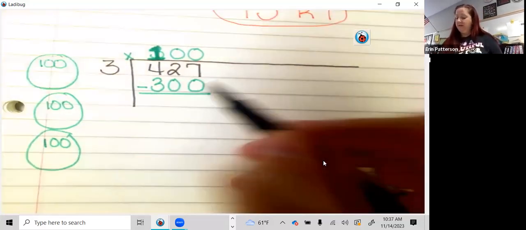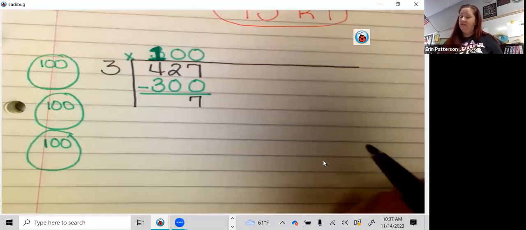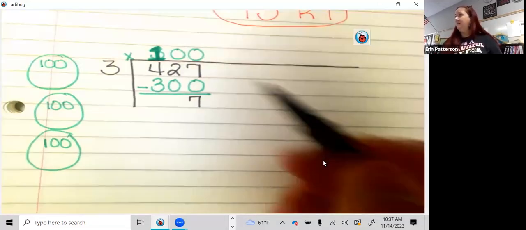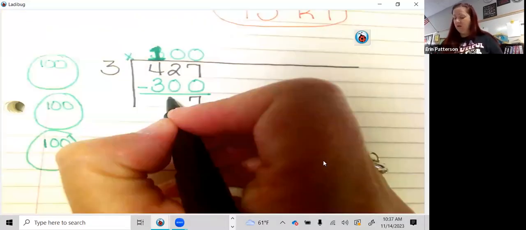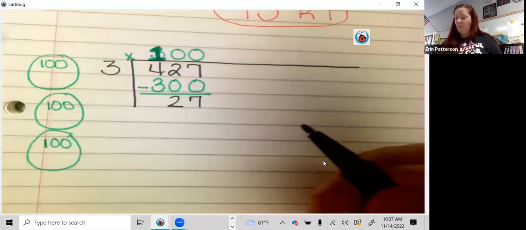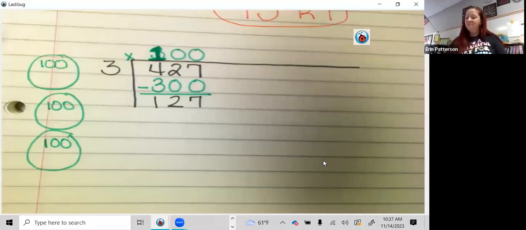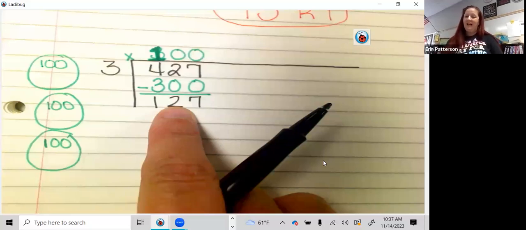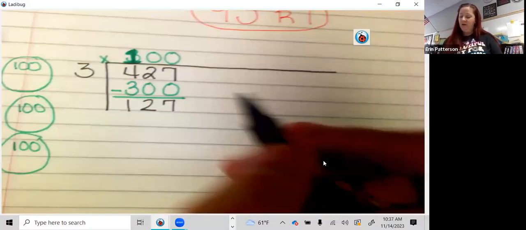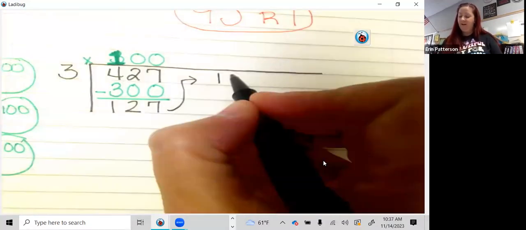Alrighty. 7 take away nothing, still 7. 2 take away nothing is still 2. 4 take away 3 is 1. Now this is my total. This is what I still have. So it has to move over here for me to divide into.